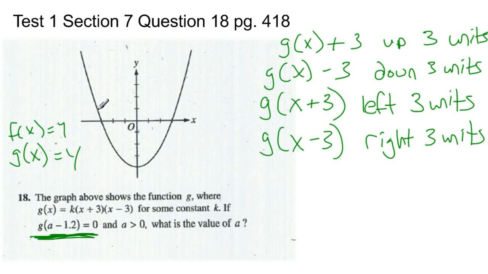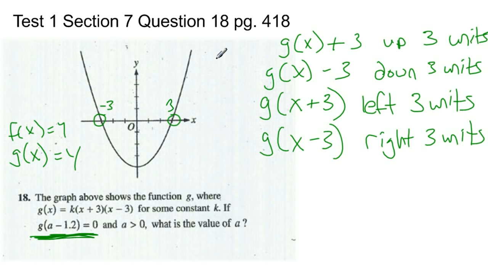Well, in the original function, we could see that it's at that point, and it's at that point right there. So this is our point 3, and this is our point -3. But now we're shifting this function. A minus 1.2 means that we're shifting this function to the left 1.2 units. So, I'm sorry, to the right 1.2 units. So let's go ahead and do that. Let's shift this to the right 1.2 units.